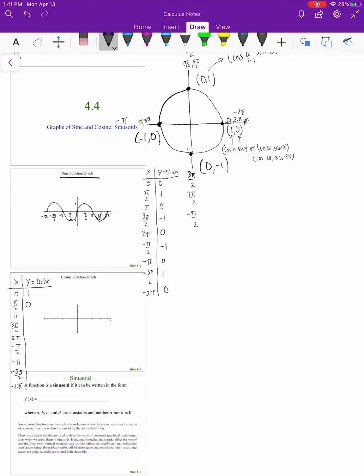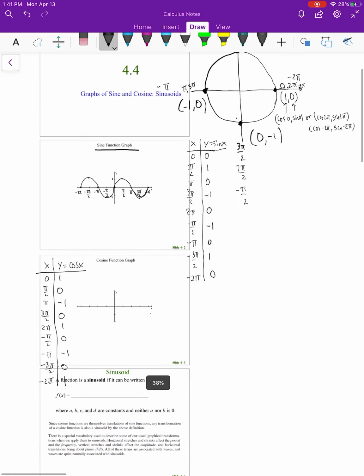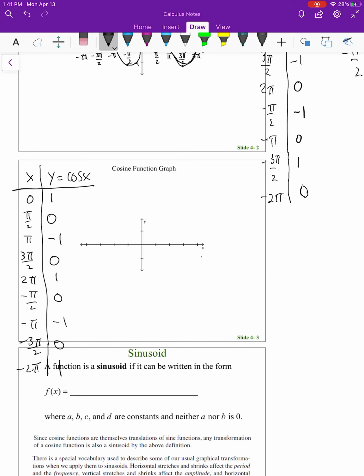pi. Okay? So now on our unit circle, we see that the cosine of 0 is 1, cosine of pi over 2 is 0, cosine of pi, negative 1, cosine of 3 pi over 2, 0, cosine of 2 pi, 1. Then if we go in that clockwise direction, our cosine of negative pi over 2 is 0, cosine of negative pi, negative 1, cosine of negative 3 pi over 2, 0, and cosine of negative 2 pi, 1.